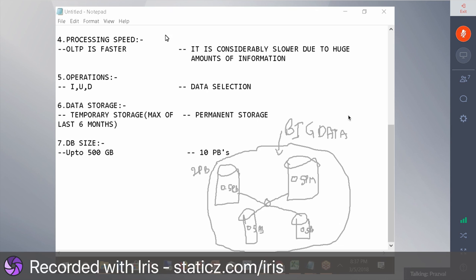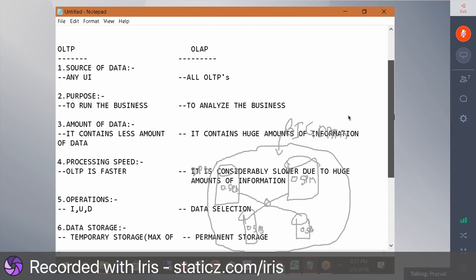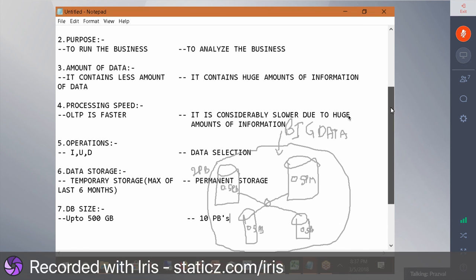So it's all about the difference between OLTP and OLAP. What are the differences? Source of data: for OLTP, any user interface; for OLAP, all the OLTP systems. Purpose: OLTP is to run the business; OLAP is to analyze the business. Amount of data: OLTP has less data; OLAP has a huge amount. Processing speed: OLTP is fast. OLAP is considerably slower because of the huge amounts of information.